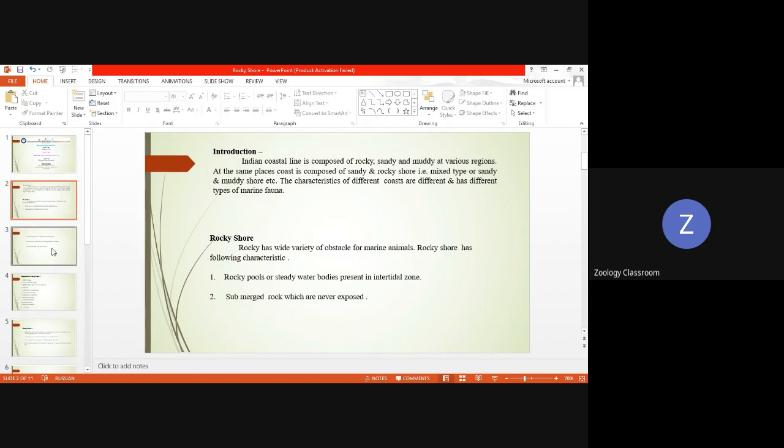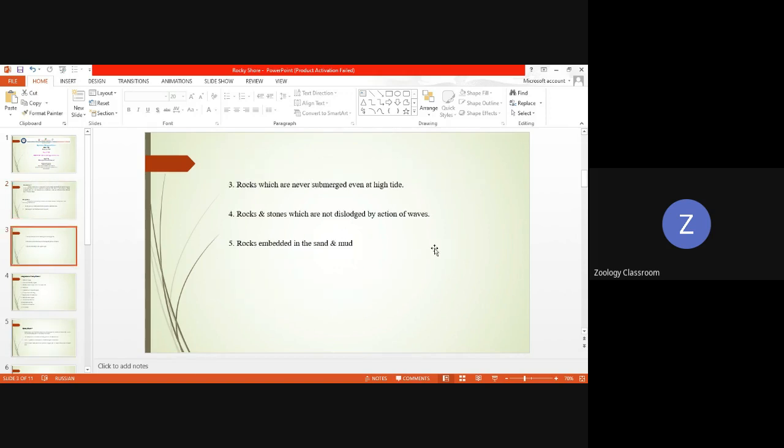So, the third characteristic is rocks which are never submerged even at high tide. म्हणजे हाय टाईड अँड लो टाईड. हाय टाईड असेल तर पूर्ण पाण्याखाली जाणारे रॉक, आणि हाय टाईड असून सुद्धा रॉक पाण्याच्या वर दिसतात. This is one of the characteristics of the rocky habitat, rocky shore.